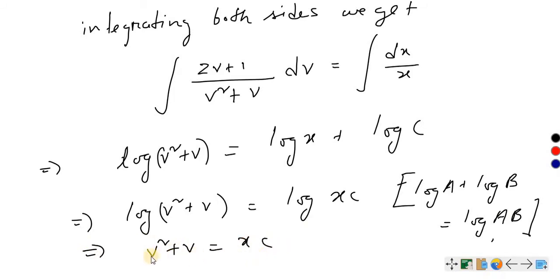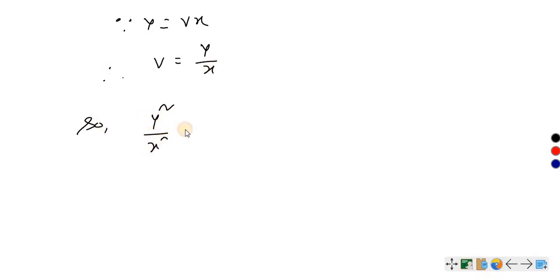Now you put the value of v. We have already taken y is equal to v of x. Therefore v will be y by x. So y square by x square plus y by x is equal to xc. So this is the solution of this differential equation.